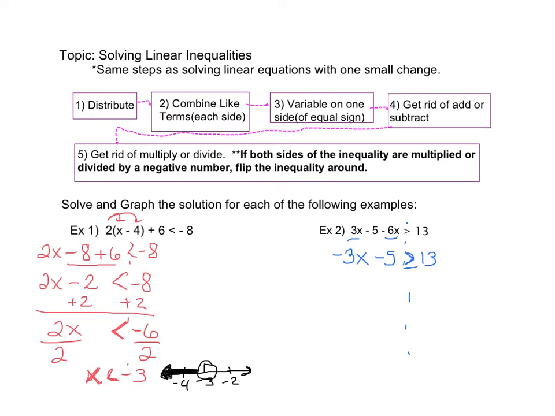Now I see that I do have the variable on one side. I can get rid of that add or subtract. So I add 5 to get rid of the subtract 5, and I get negative 3x is greater than or equal to 18.